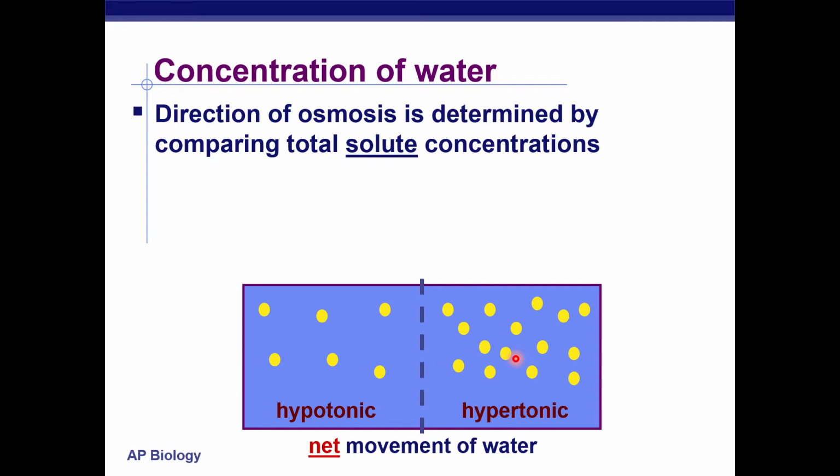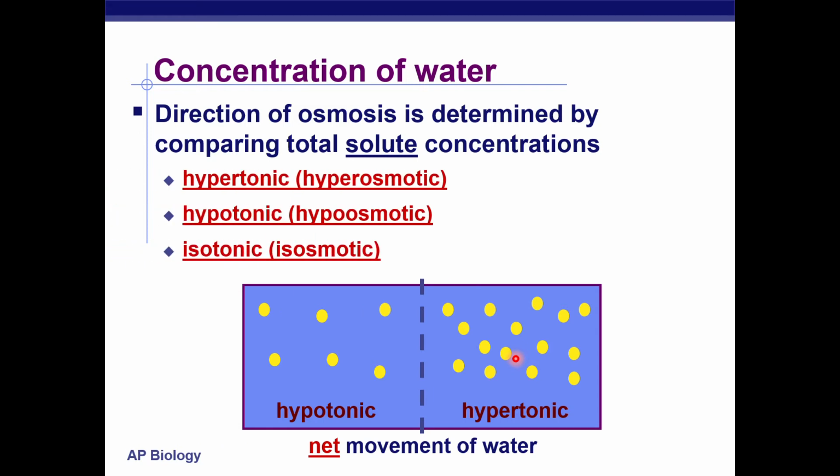The direction of osmosis is determined by comparing. You need to compare two solutions. So when we use words like hypertonic, hypotonic, or isotonic, we have to say that a hypertonic solution has more solute than another solution. A hypotonic solution has less solute than another solution. So we're always comparing. Isotonic means the two solutions both contain the same net amount of solvent or net amount of solute.